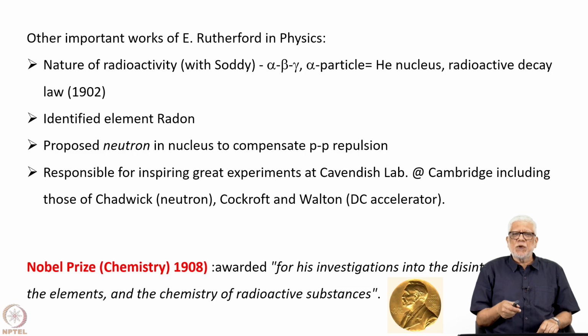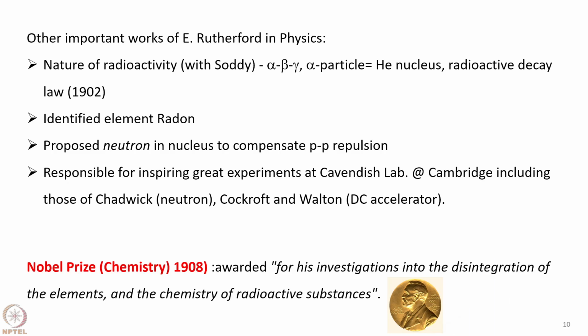He was actually responsible for inspiring great experiments at Cavendish Lab at Cambridge, which he was the director of. And these experiments included, among others, the discovery of the neutron by Chadwick, or the first DC accelerator which produced nuclear reactions due to Cockcroft and Walton. Interestingly, he used to berate chemistry as a stamp collector's domain, but he got the Nobel Prize in Chemistry in 1908, awarded for his investigations into the disintegration of the elements and the chemistry of radioactive substances.